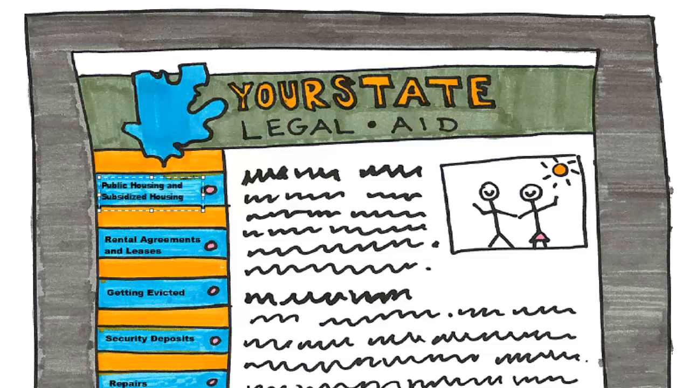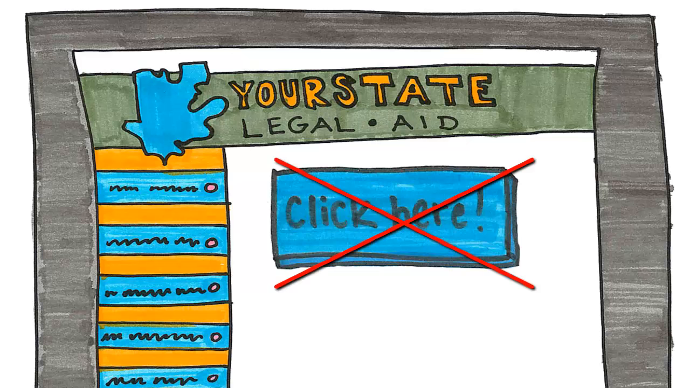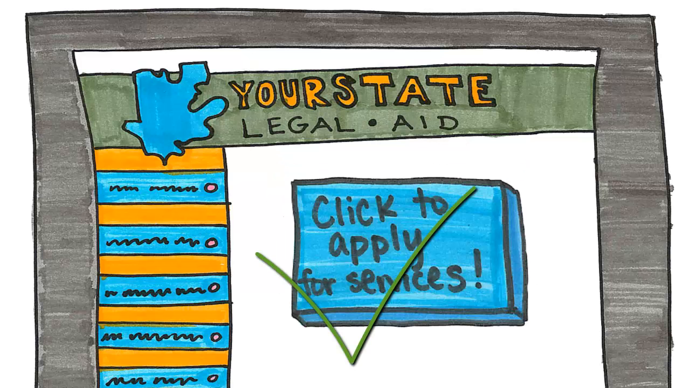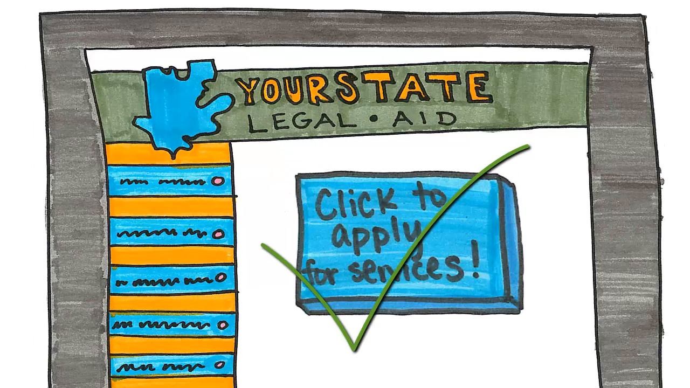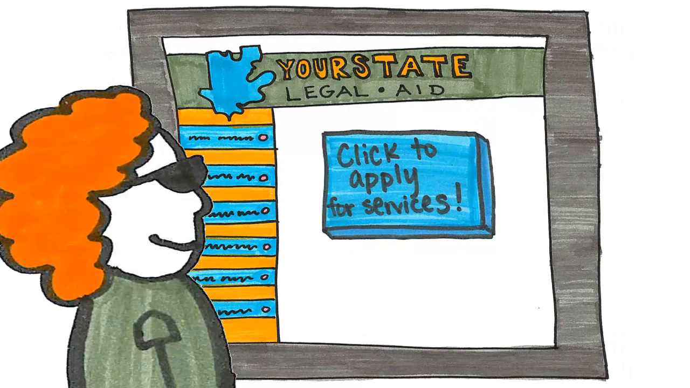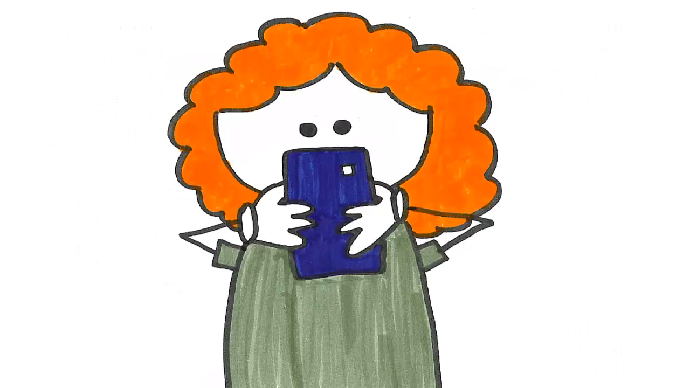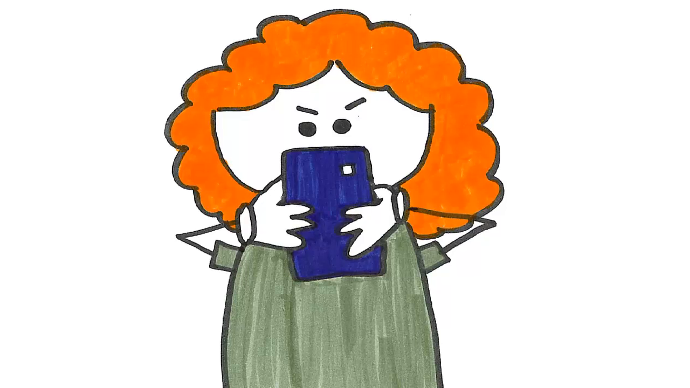The same goes for links. "Click here" means basically nothing, but "click to apply for services" is very helpful to someone with a screen reader who is seeing the page out of context. Think about people with slow internet connections or on smartphones. Clicking the wrong link because its text is unclear is time-consuming and frustrating.